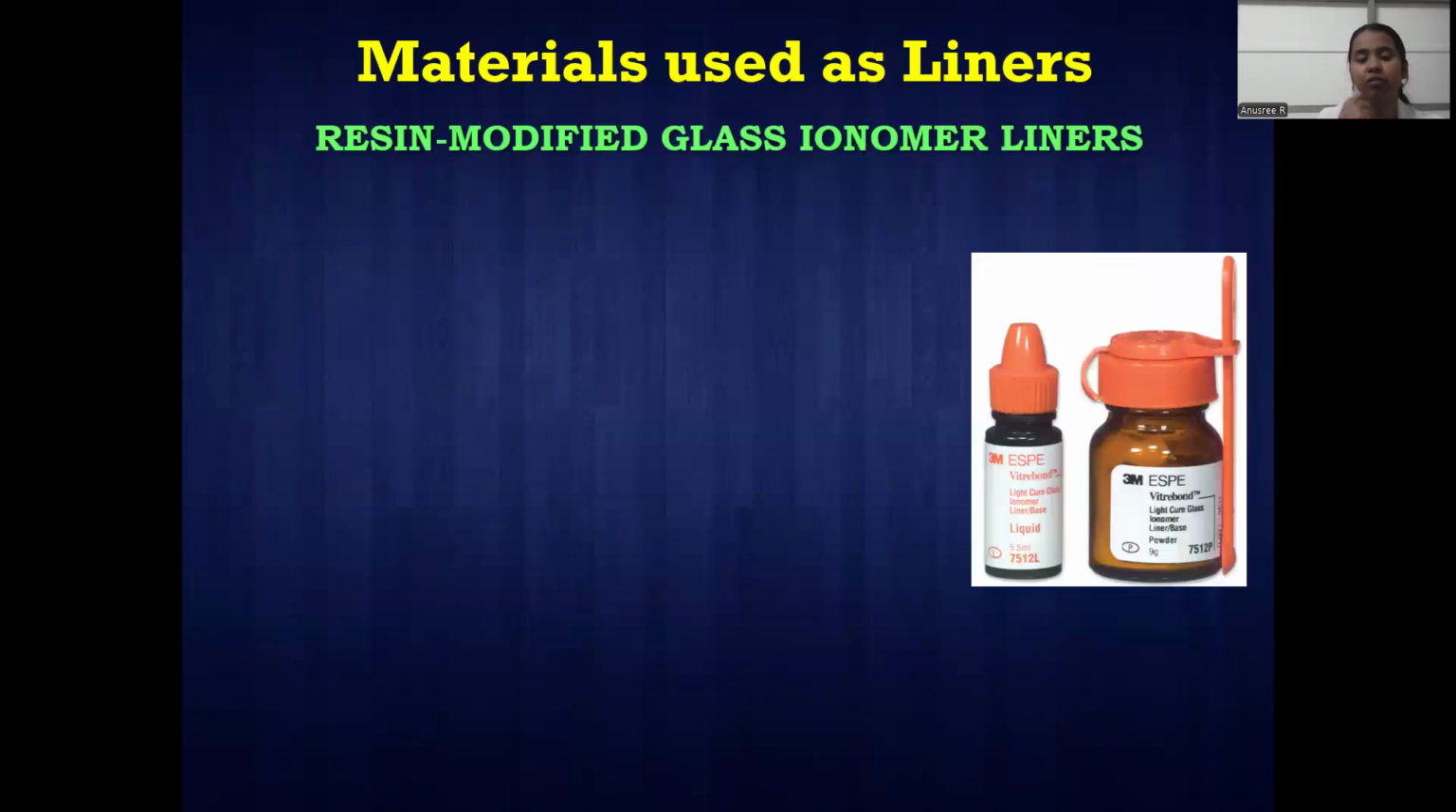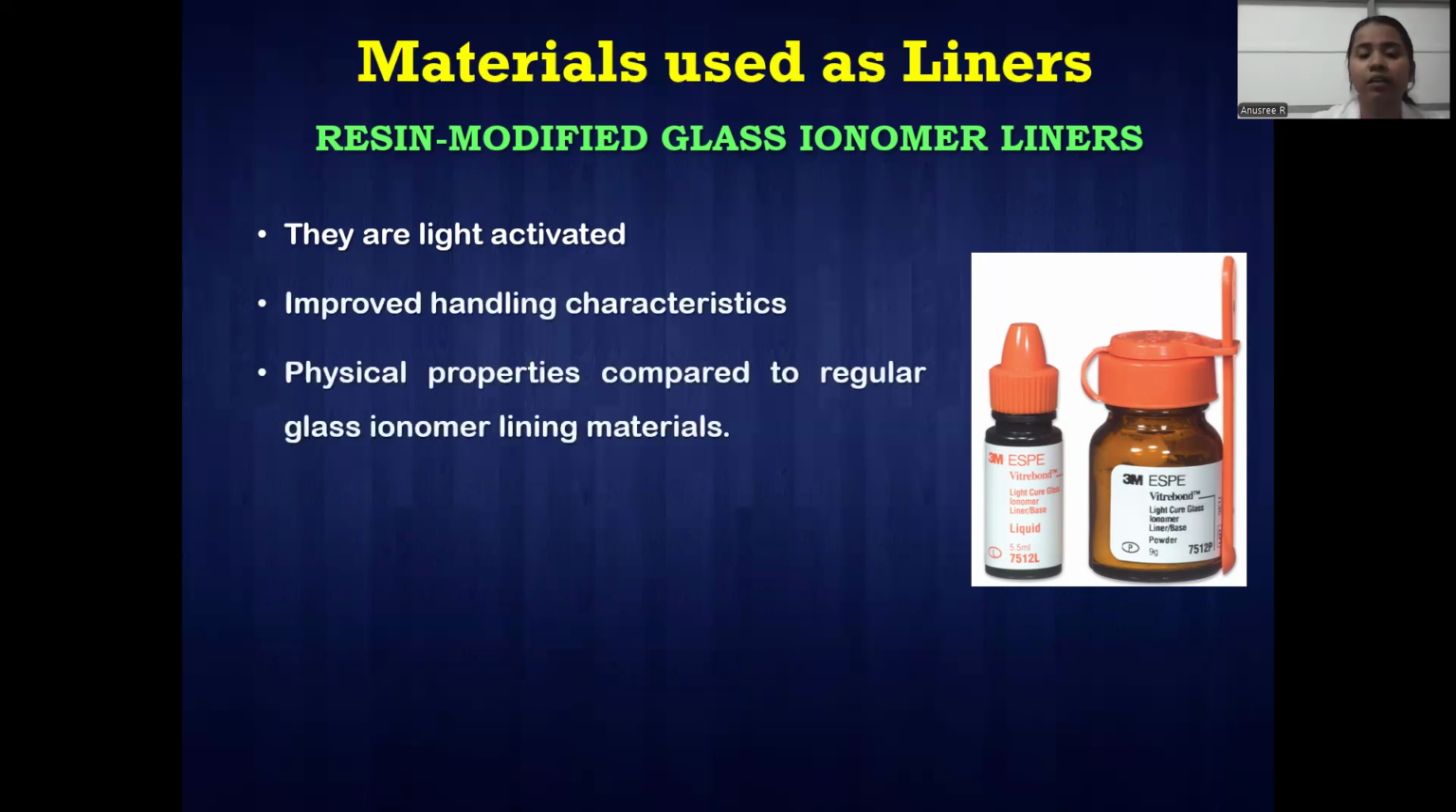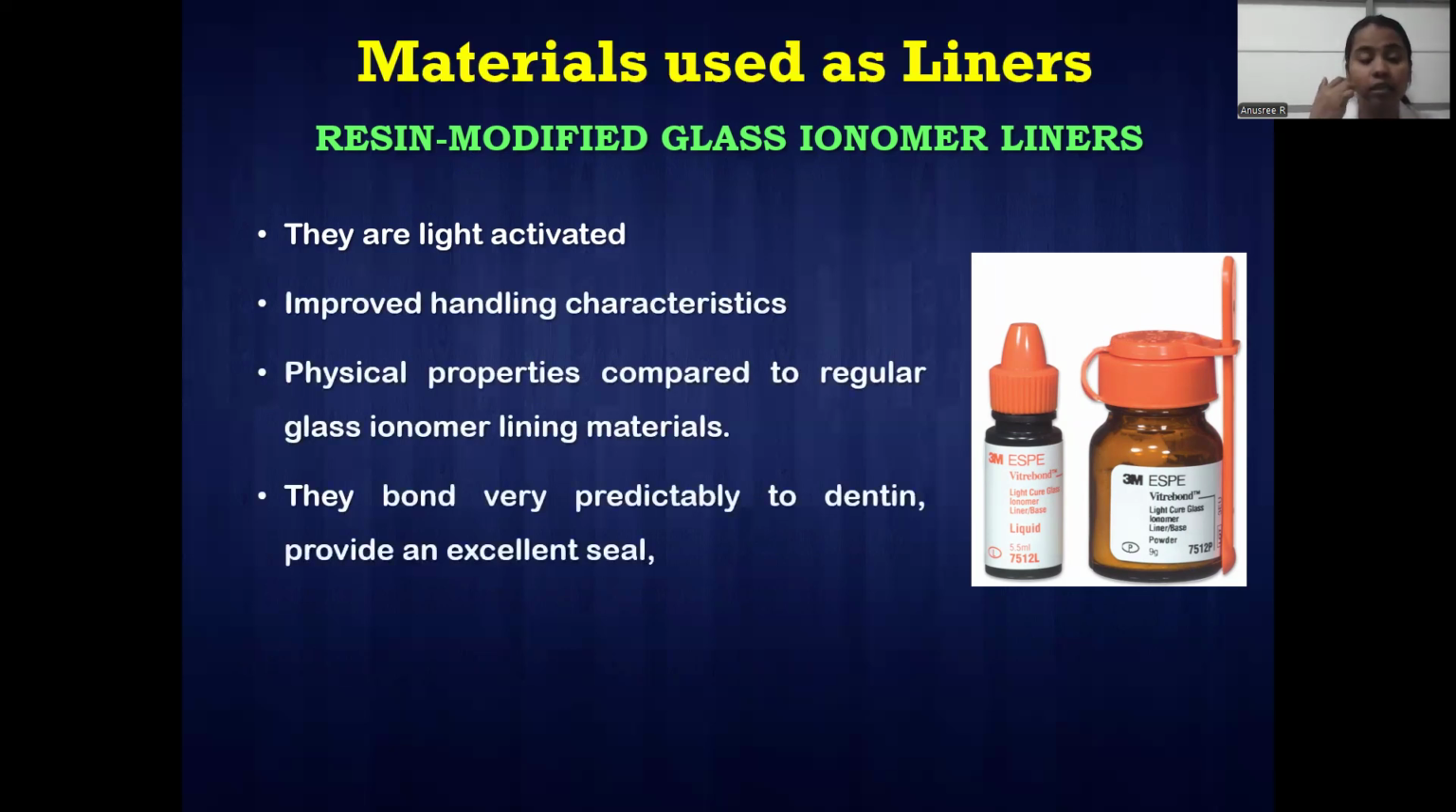Coming to resin modified glass ionomer, these are light activated liners, that is, they can be cured by light. All the other properties are similar to that of our conventional GIC.